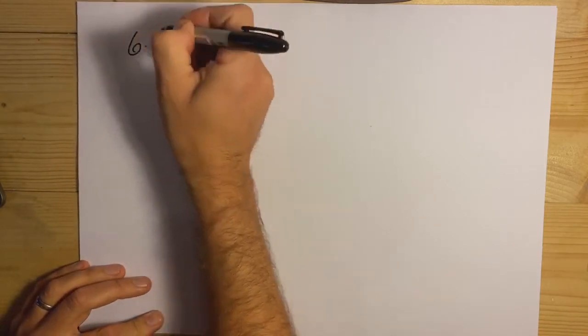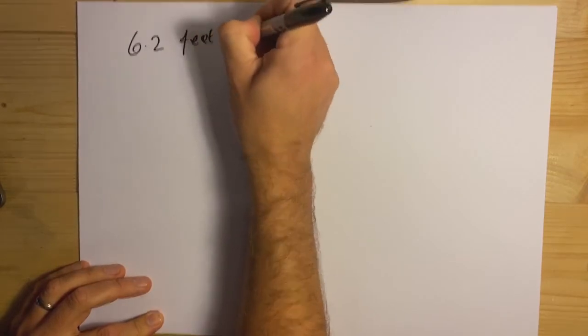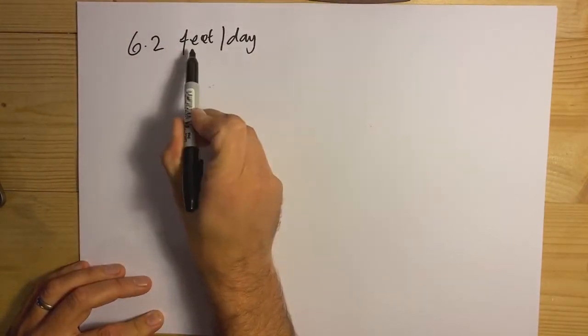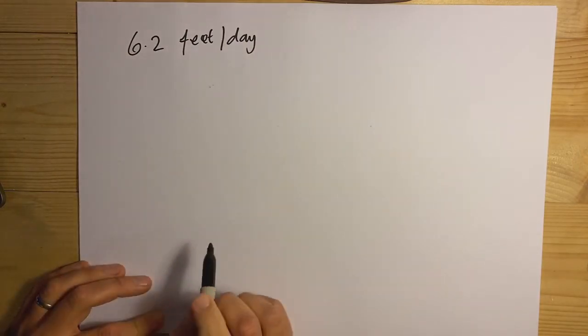Okay, let's think about how we convert between units. Moving on to a slightly different topic, but it's still all about manipulating units in the same way that we do with numbers in an equation. So let's start off. We've got 6.2 feet per day. That would be a speed, right? Distance divided by time, L over T, where L is in feet and T is days.